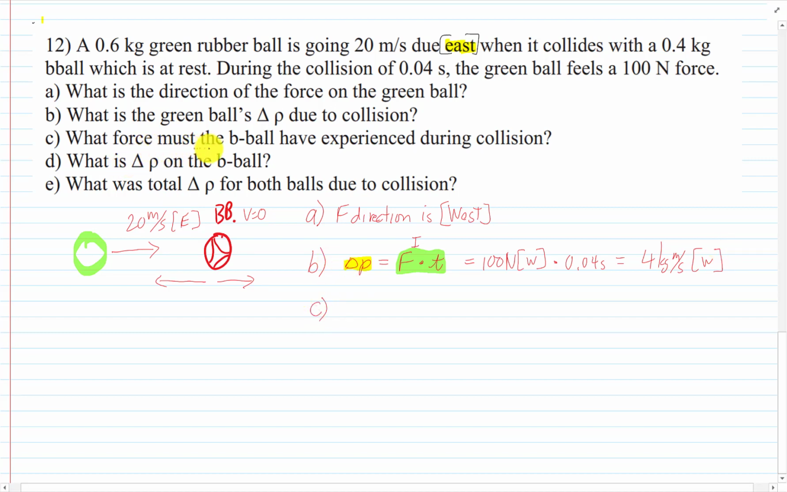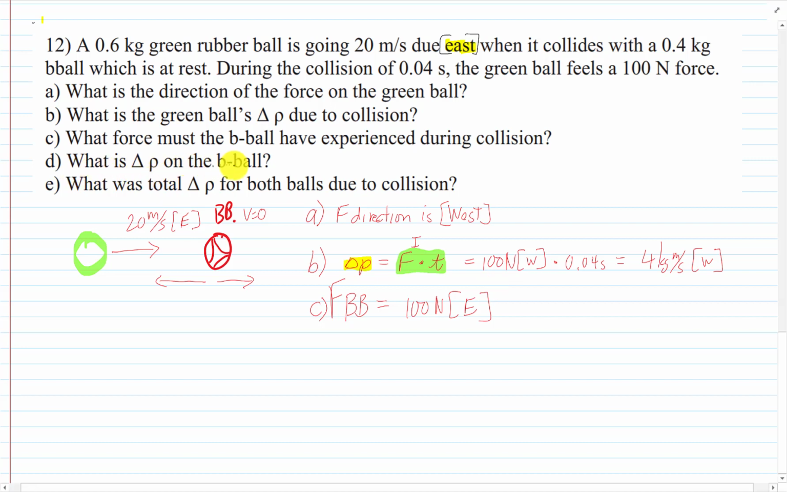What force must the basketball have experienced during this collision? Well, the force on the basketball is going to also be 100 newtons, but that'll be to the east. Newton's third law, equal but opposite directions.